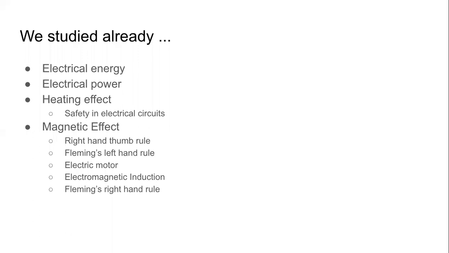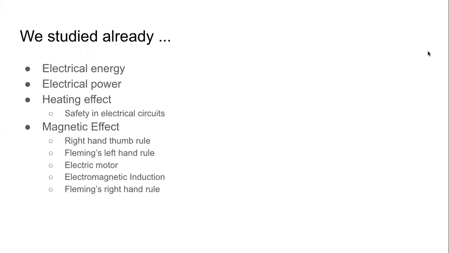Then coming to the main topic of the chapter, which is effects of electric current. We have studied two effects of the electric current. One is the heating effect. We saw how it is useful for us and also how it is harmful for us. And because sometimes it is harmful for us, we can make the electrical circuit safe by using circuit breakers.